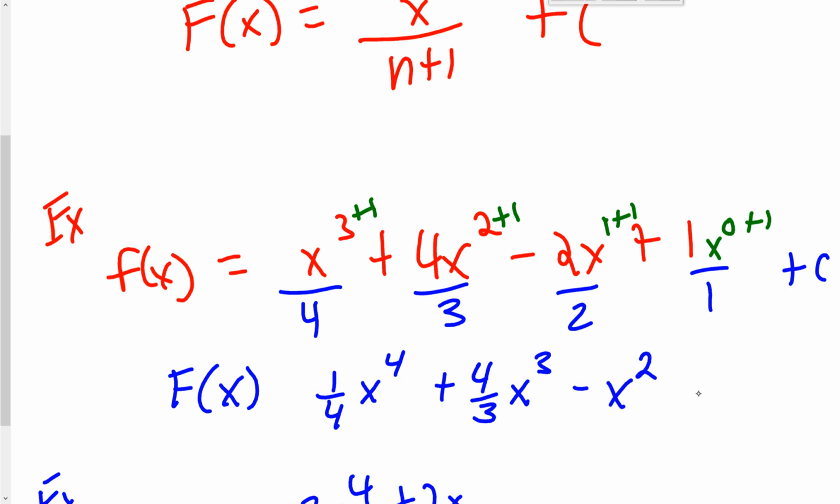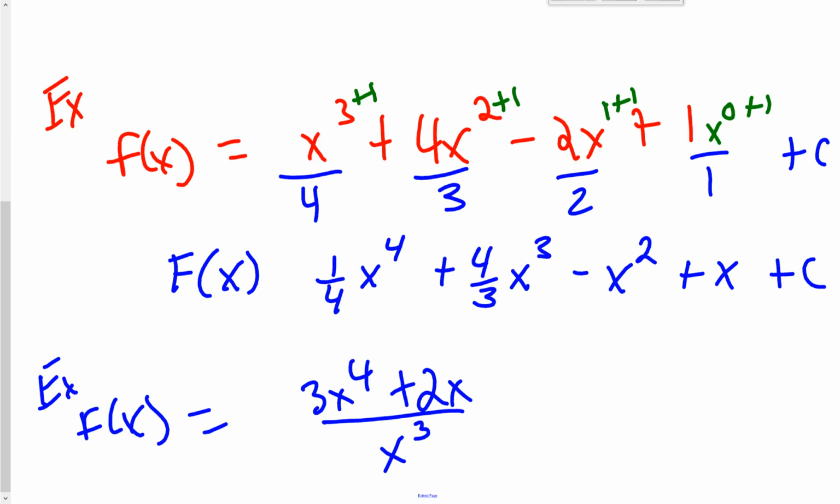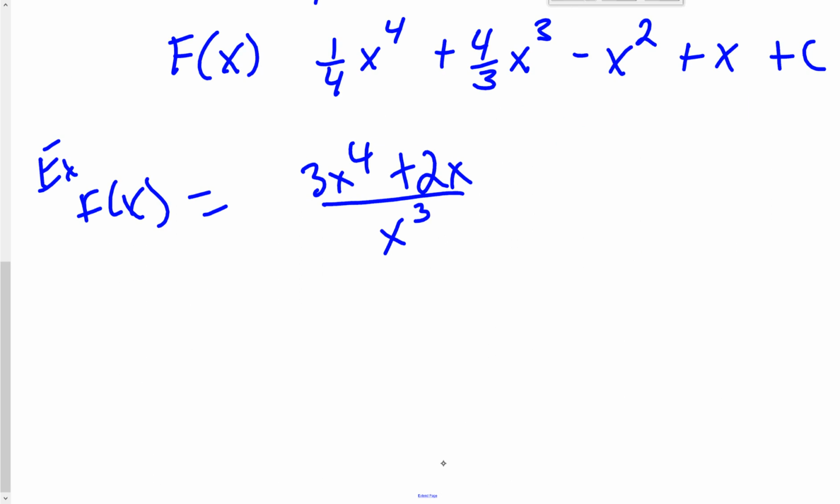And then this one will just be x, and then plus c. Okay, here's another example. You can try this on your own, or maybe I'll rewrite it for you first, and then you can try it. So here we don't want to do quotient rule or anything like that, because we can't do quotient rule. So we want to rewrite it as a polynomial.